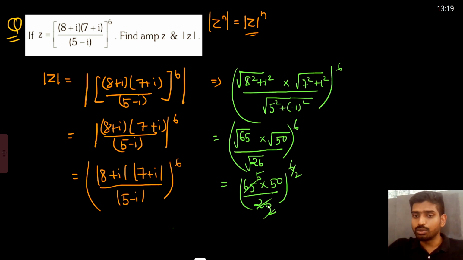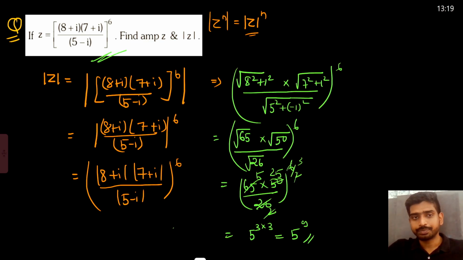Again I can cancel the 2 with 50, leaving 25. 25 into 5 is equal to 125. 125 I can write as 5 cube. So here I'll get 5 cube, and here 2 3s are 6, so into 3 I'll get 5 to the power 9 as the modulus of this complex number z.